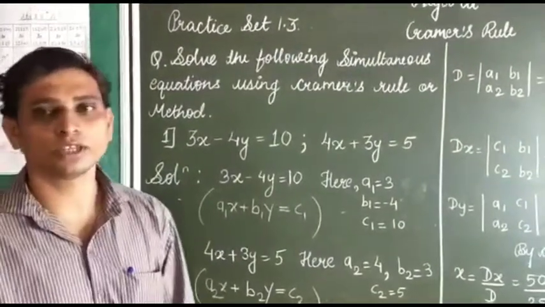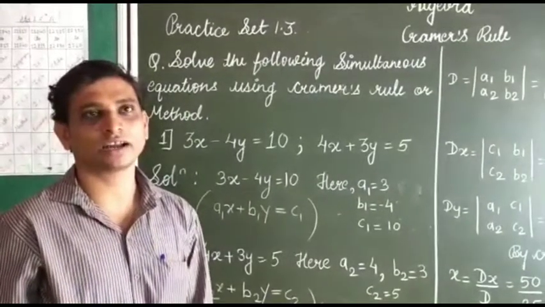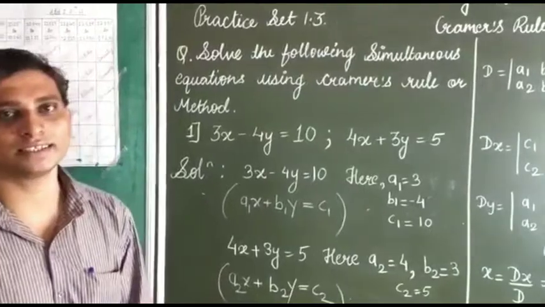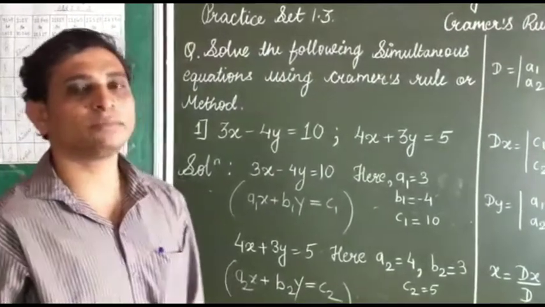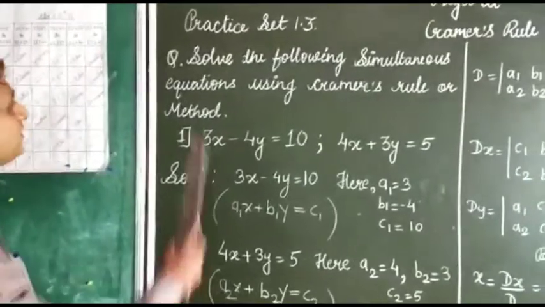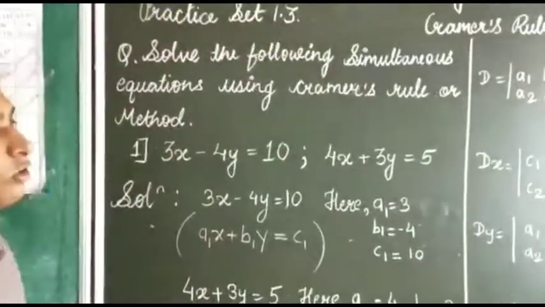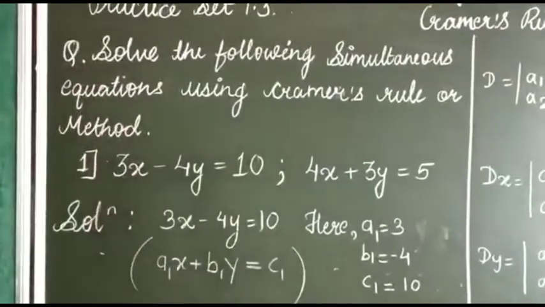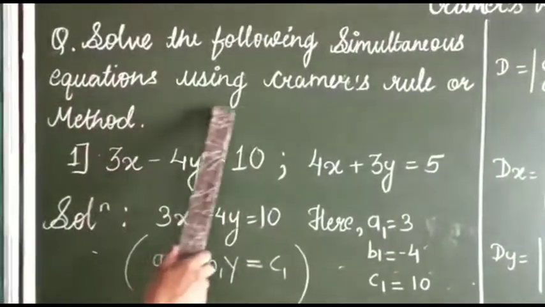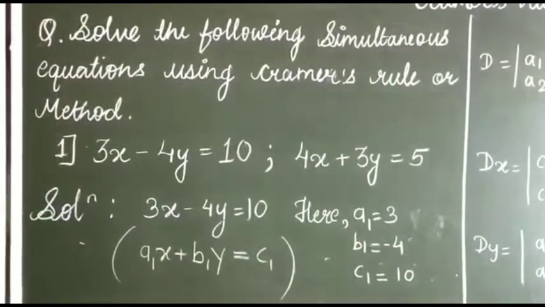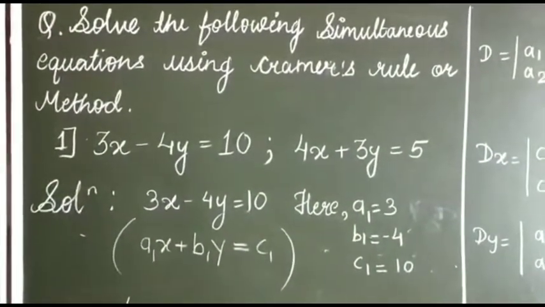In the previous lecture we learned about Cramer's rule, meaning how to find the Cramer's rule and its equations. Okay, so we have to solve an example of Cramer's rule in practice set 1.3. Here, students, in practice set 1.3, question number 3: solve the following simultaneous equations using Cramer's rule or method. Okay, so we have to apply this method to solve the example.